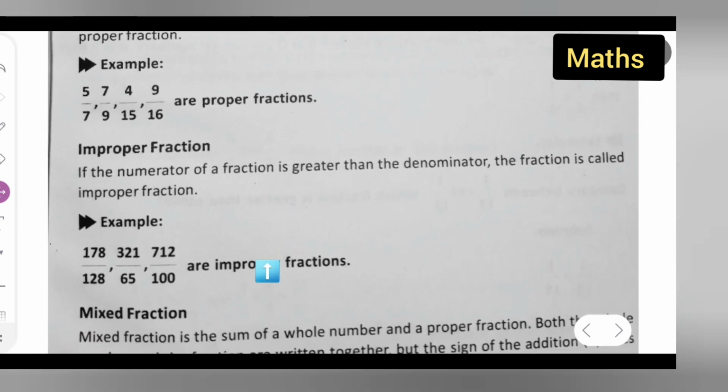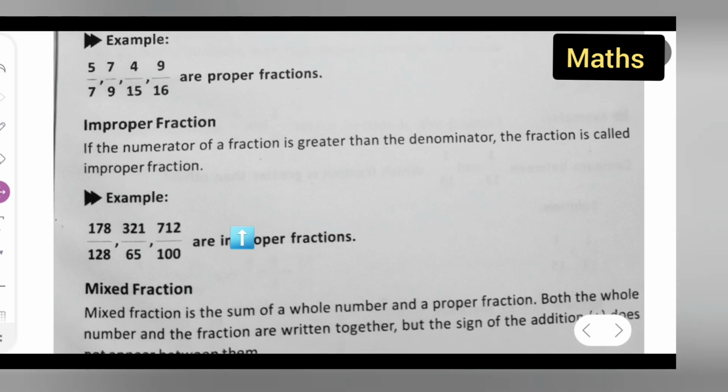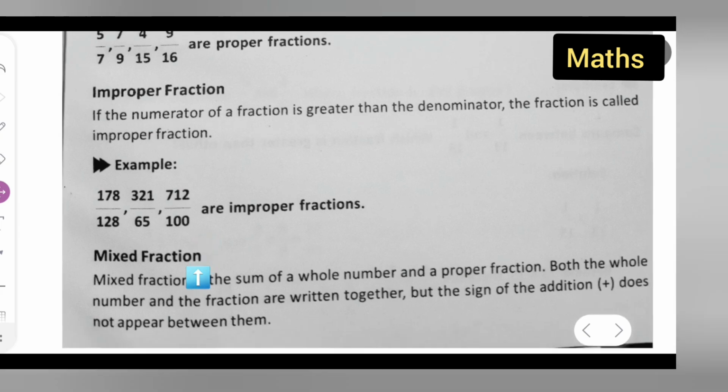Let us talk about improper fractions. If the numerator of a fraction is greater than the denominator, the fraction is called an improper fraction. Here are the examples: 178 upon 128, 320 upon 65, 312 upon 100. You can see the numerators are greater than the denominators, here also and here also. They are called improper fractions. Numerators are greater, denominators are smaller numbers.